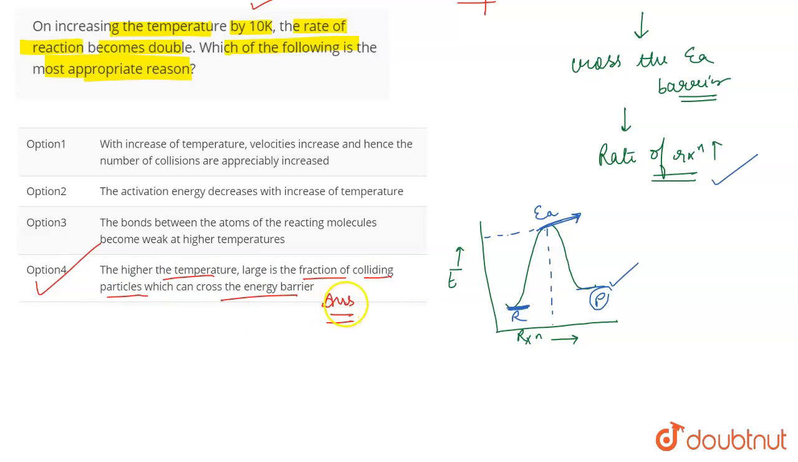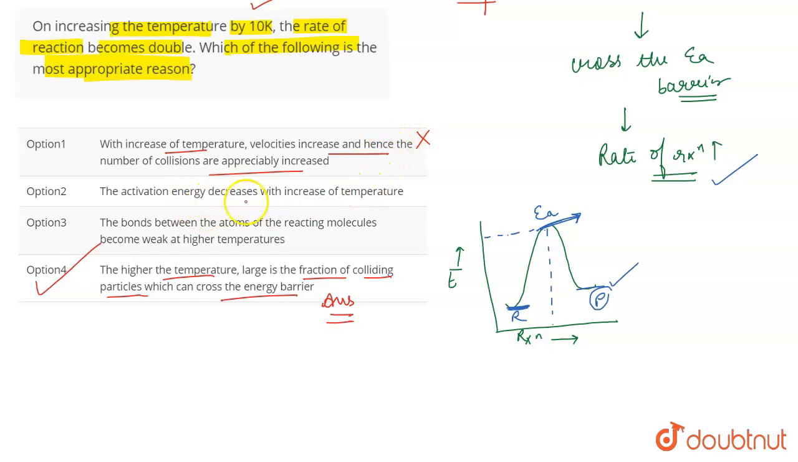The main part is that they should be able to cross this energy barrier, because once they are able to cross the energy barrier, they are going to form products. And that is how the entire process is going to take place. The first option says that with increase in temperature, the velocity is increased and hence the number of collisions is appreciably increased. They are not talking about the activation energy or the energy barrier in this option. So that cannot be the correct answer.